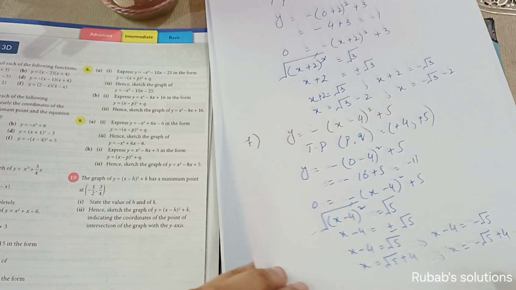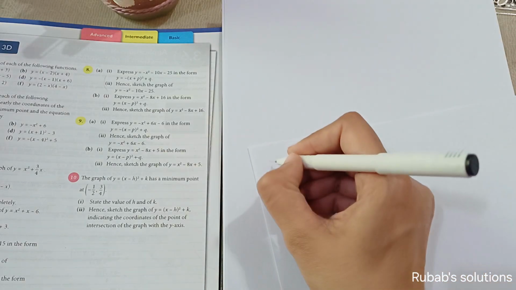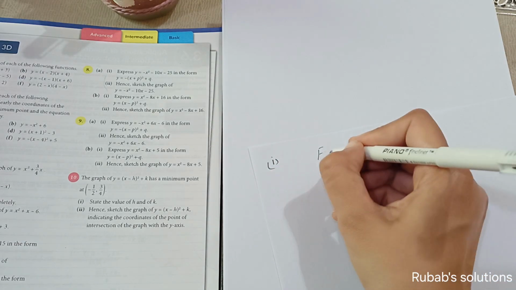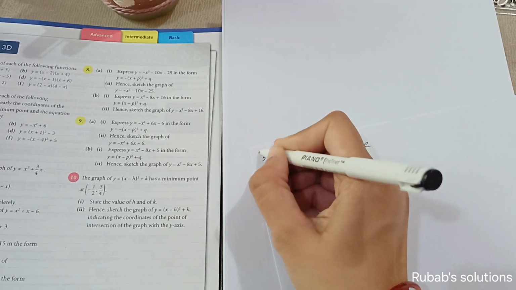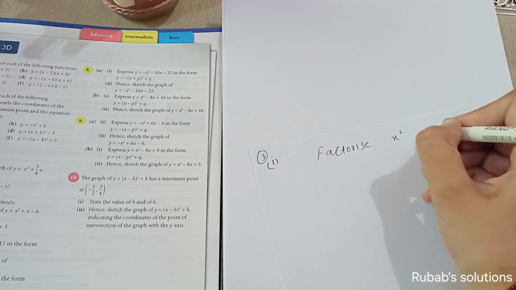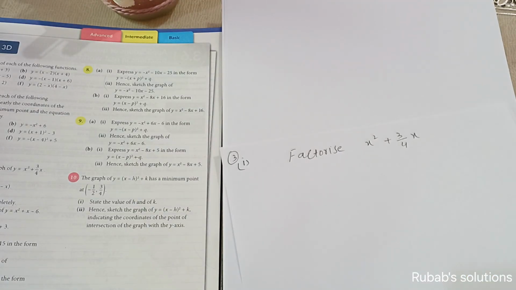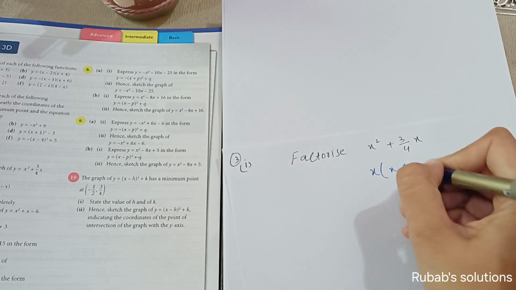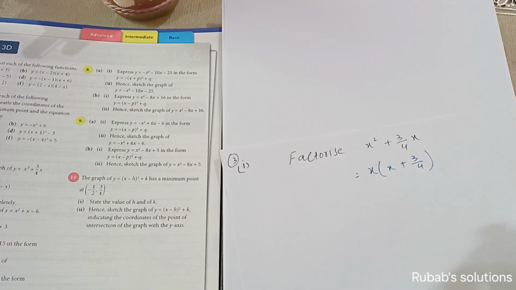Moving towards the next question, that is question number 3. And in question number 3, the first part is factorize x square plus 3 by 4 x. So simple factorization: we can take x common, so it will become x times (x plus 3 by 4). It's done. Next part, they are saying to sketch the graph.